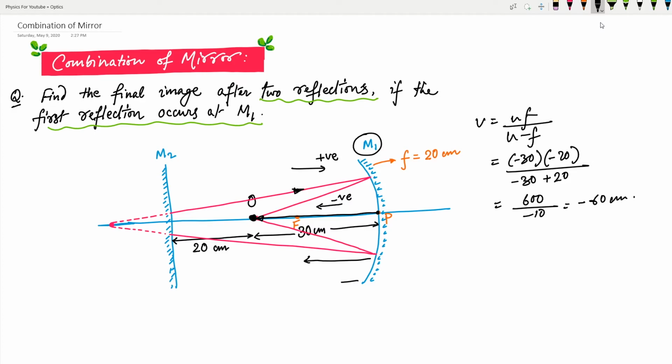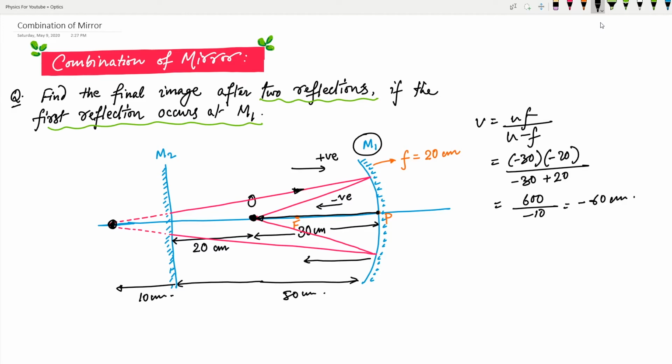So if this is 30 and this is 20, we get 50 centimeter here, so 10 centimeter more behind this, so we can say the total is 60 centimeter, or we can say 10 centimeter behind mirror 2. So you get the image formed by the spherical mirror here, that is 10 centimeter behind mirror 2 or 60 centimeter in front of mirror 1.